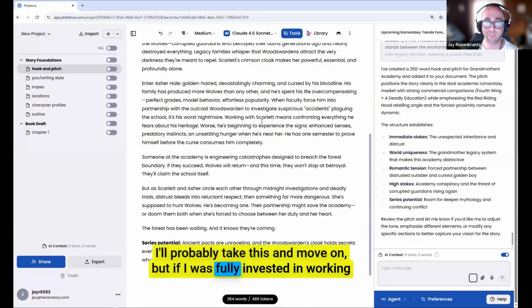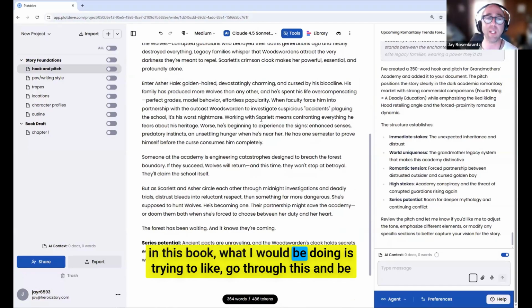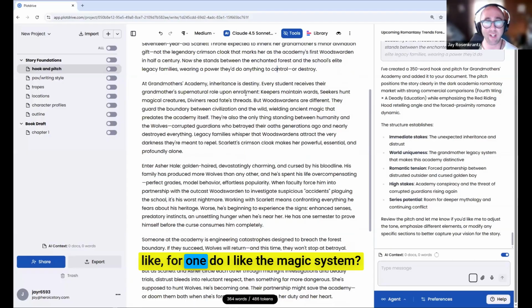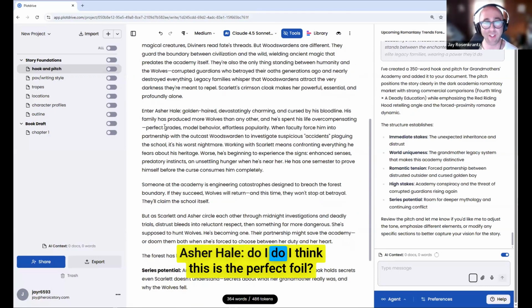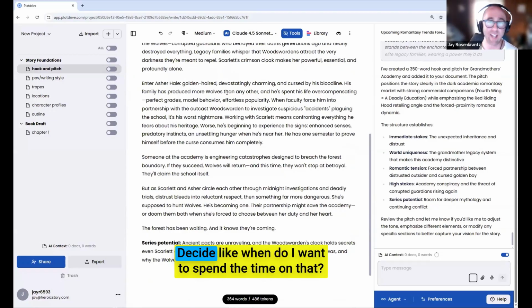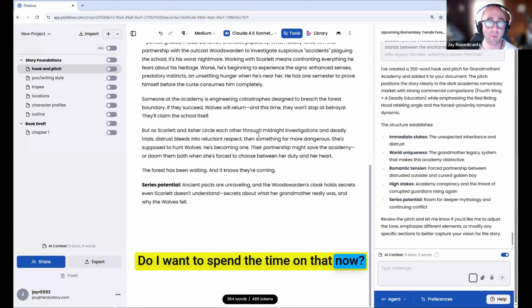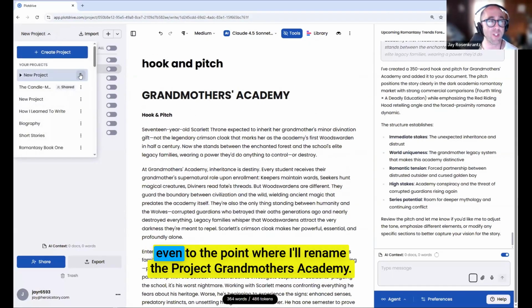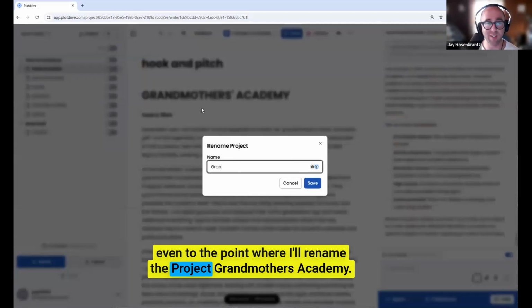But if I was fully invested in working on this book, what I would be doing is going through this and asking, for one, do I like the magic system? Okay, let me think about that. Let me work on that. Asher Hale, do I think this is the perfect foil? Do I like his name? Decide when I want to spend the time on that. Do I want to spend the time on that now? But I think this captures what I liked about it, and we'll call it Grandmother's Academy, even to the point where I will rename the project Grandmother's Academy.